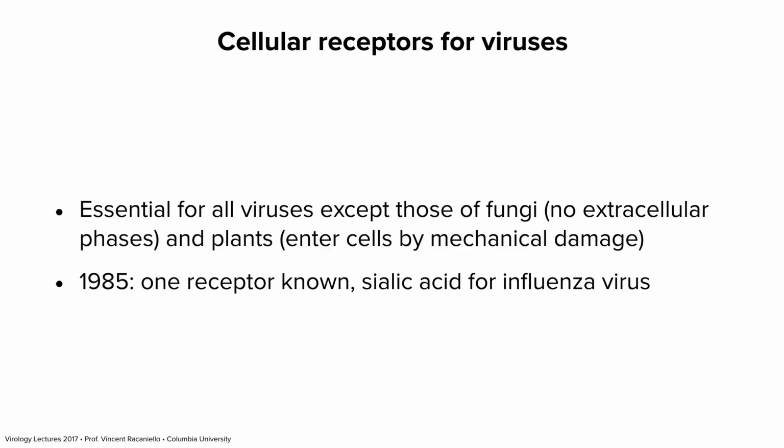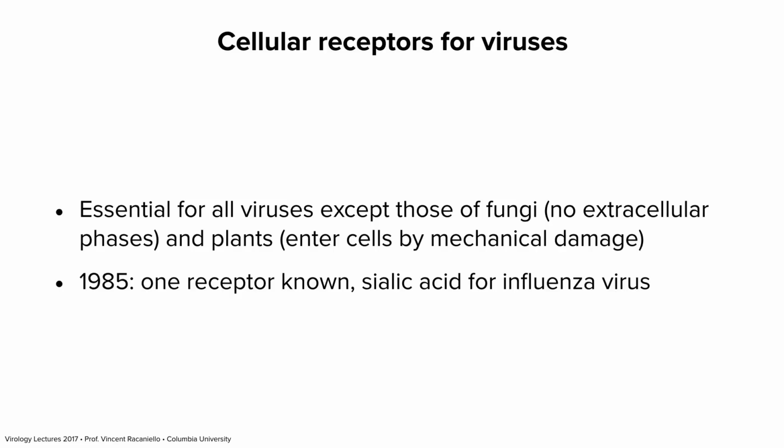Plant viruses also do not bind to receptors on the cell surface. They are introduced into plants by vectors, insects, worms, or mechanical damage caused by farm equipment. That introduces them into the cells, so we don't need receptors for those viruses. But all the other viruses we talk about require a receptor.